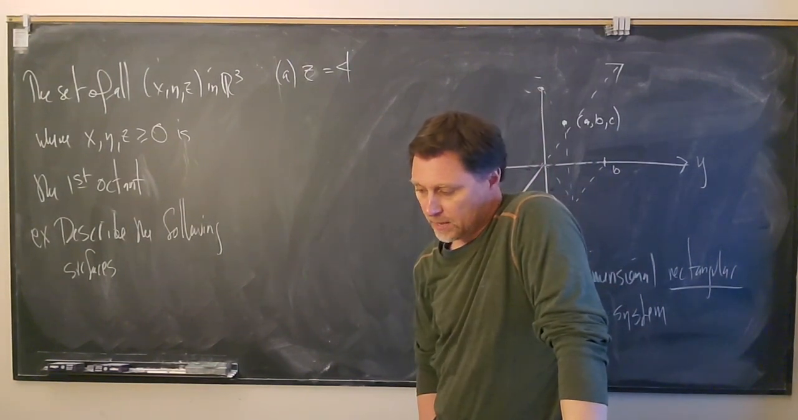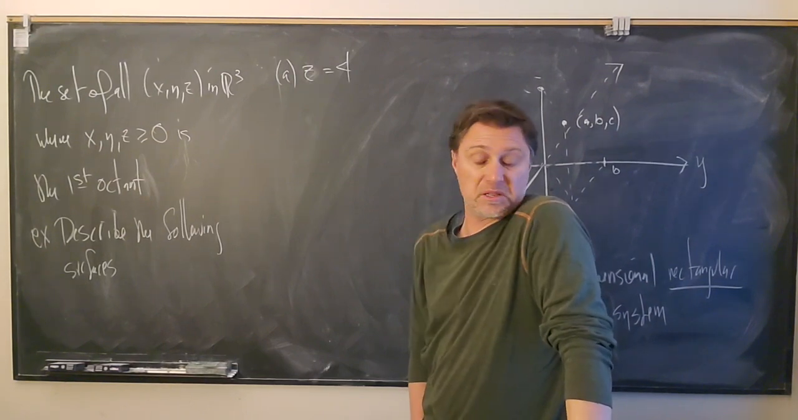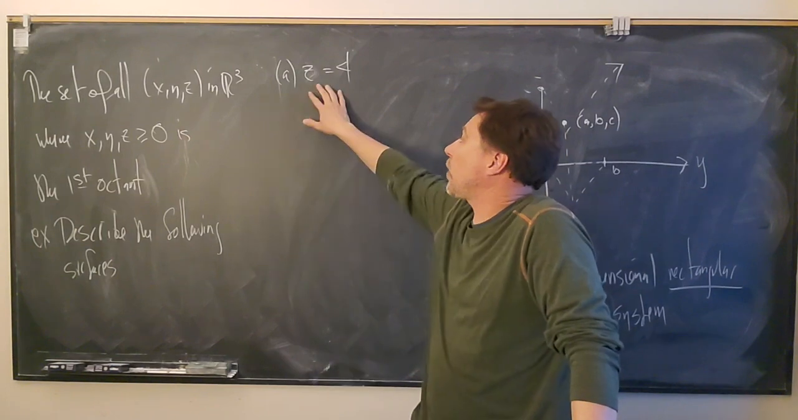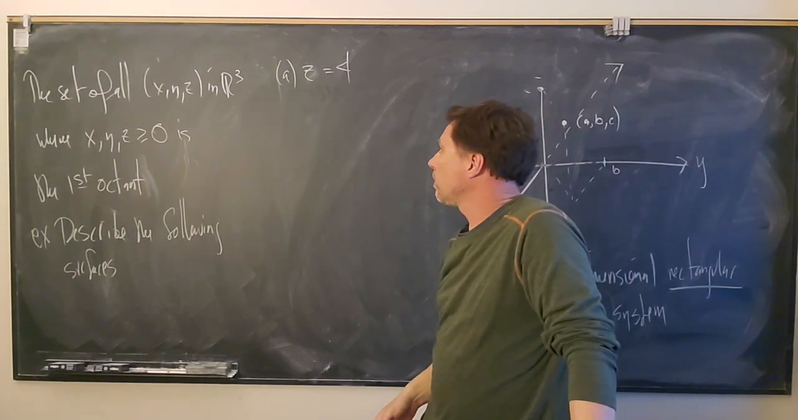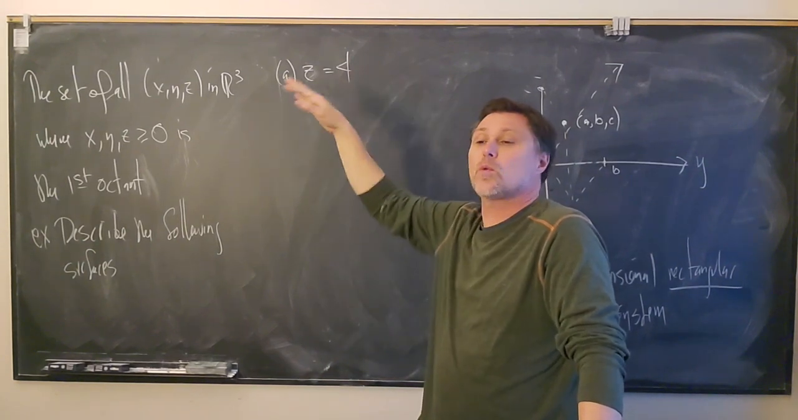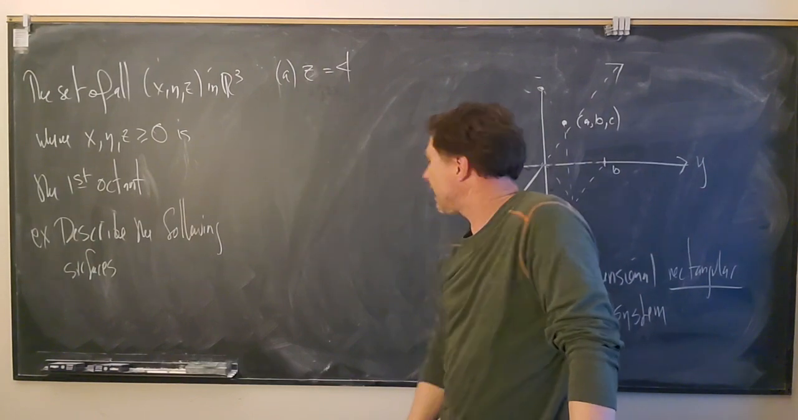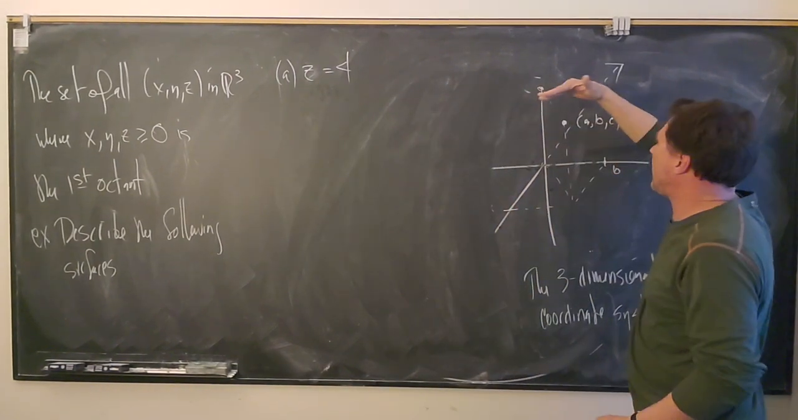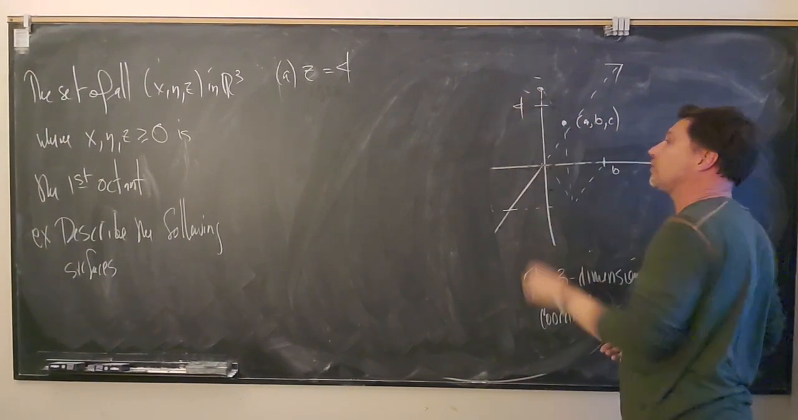z. Now, if you have an equation and you don't see one of the variables sitting there, that just means there's no restriction on it. So this is an equation involving the 3 variables x, y, and z. But since we don't see x or y appearing in it, that means that x and y can be whatever they want, but we require z equal to 4. So what is that? Well, that's a plane, horizontal plane at height 4.